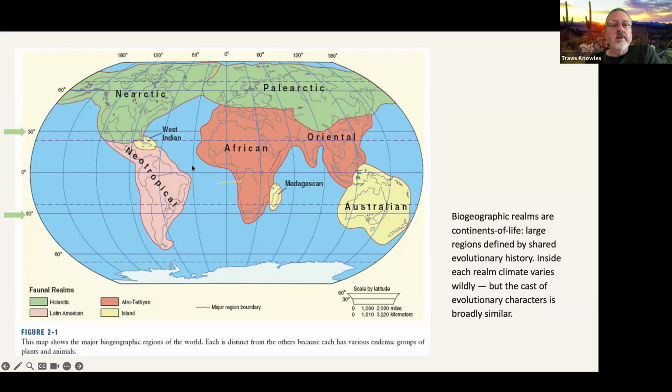What we're going to do in our class is we're going to start up here in Appalachia in North Carolina. And just as we are now in South Carolina, we're in the Nearctic biogeographic realm. You can see the division here, the Nearctic. Over here in Europe and Asia, this is the Palearctic biogeographic realm.